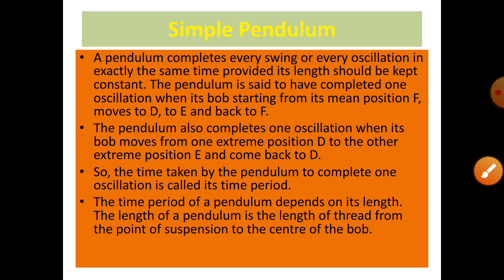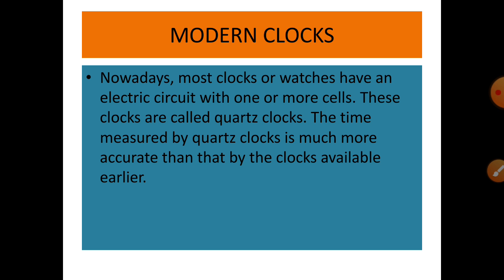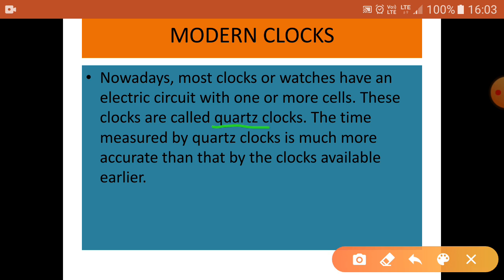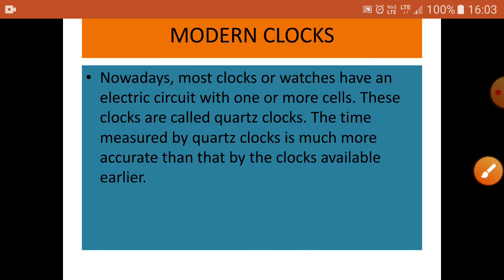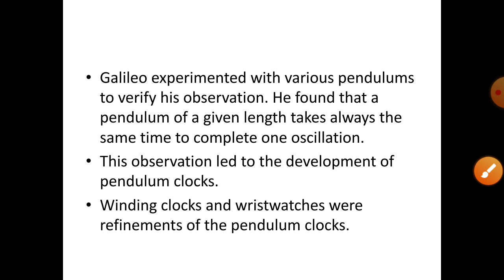The time period of pendulum depends on its length. The length of pendulum is the length of thread from the point of suspension. If you increase the thread length, the time period will also increase. Now we have modern clocks nowadays, for example, quartz clock. These are the modern clocks. The way we were having ancient clocks like sundial, then sand clock, water clock, same way nowadays we have got modern clocks, quartz clock or digital clocks.